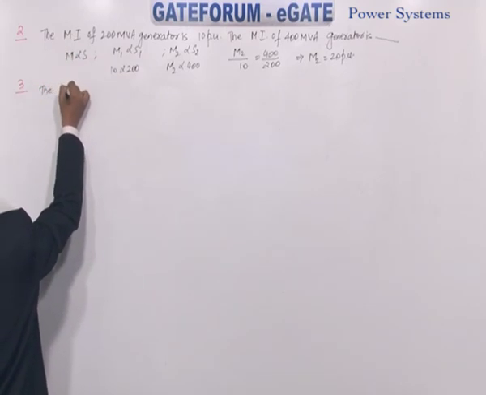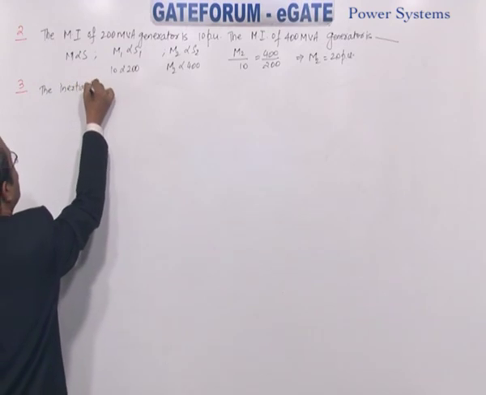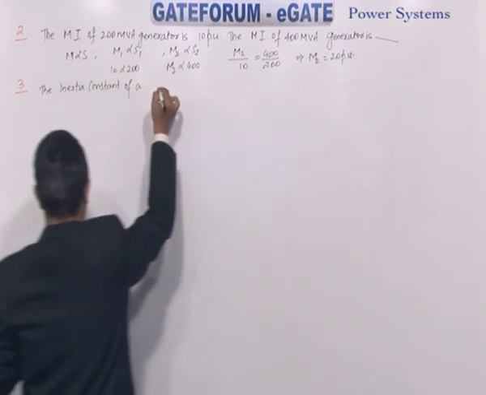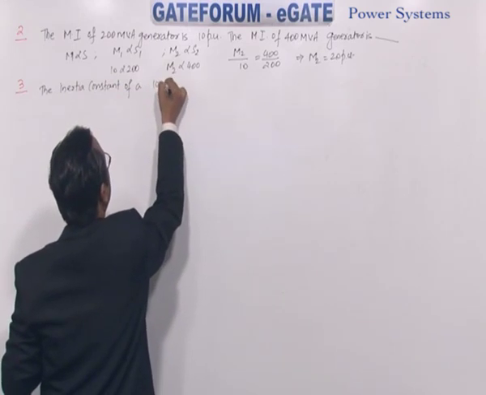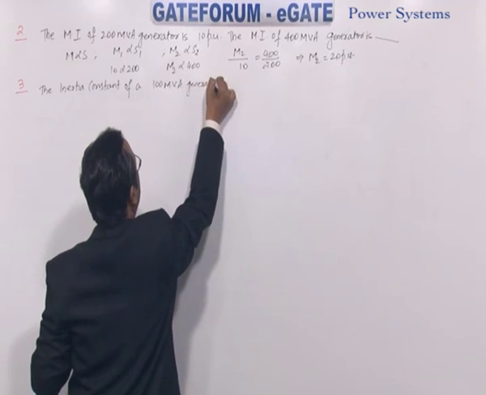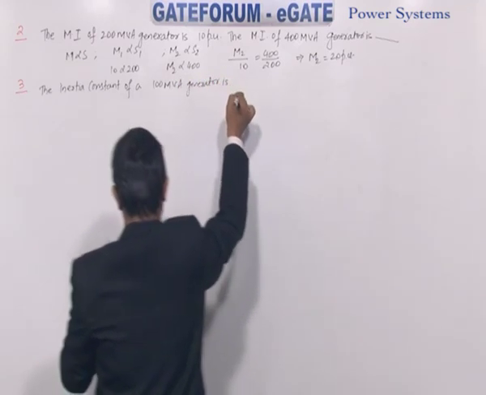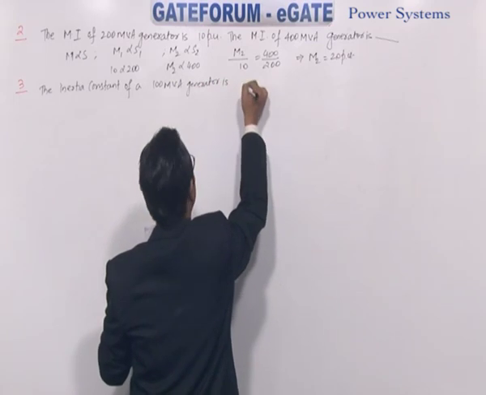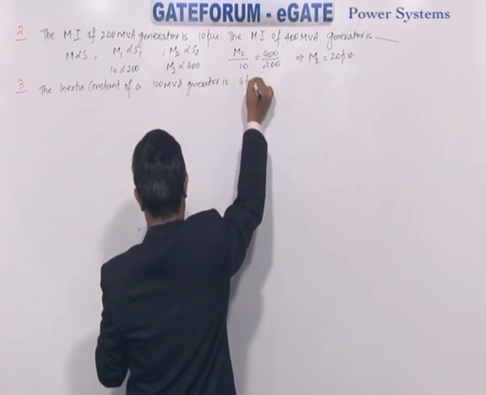Next question is, the inertia constant of a 100 MVA generator is 4 per unit.